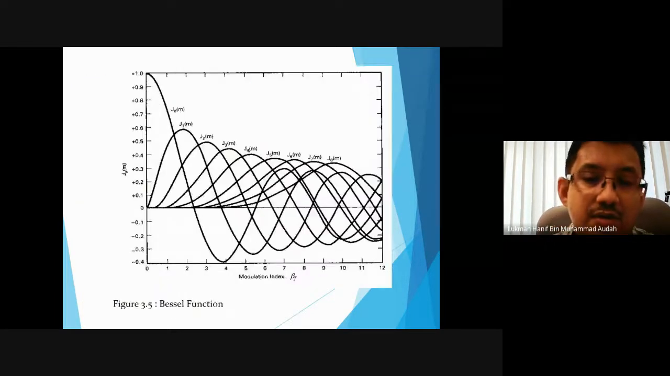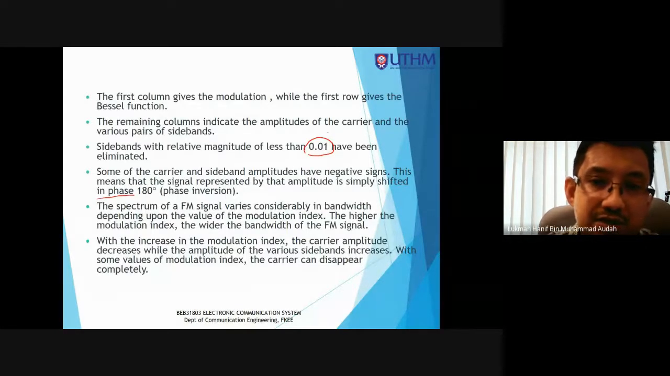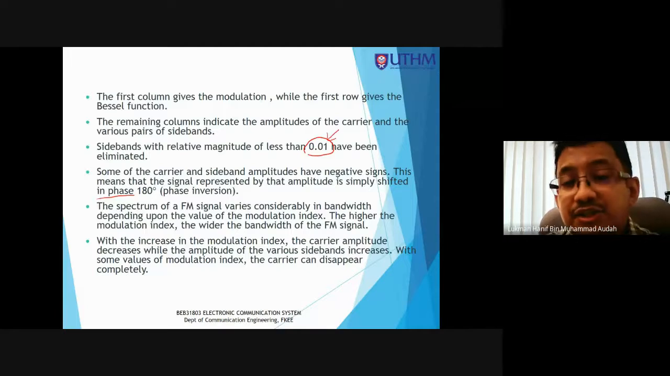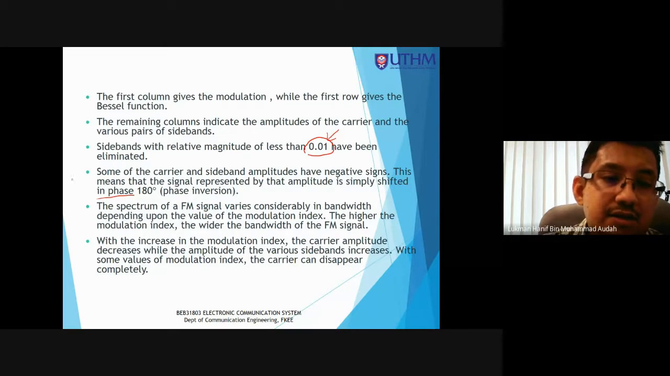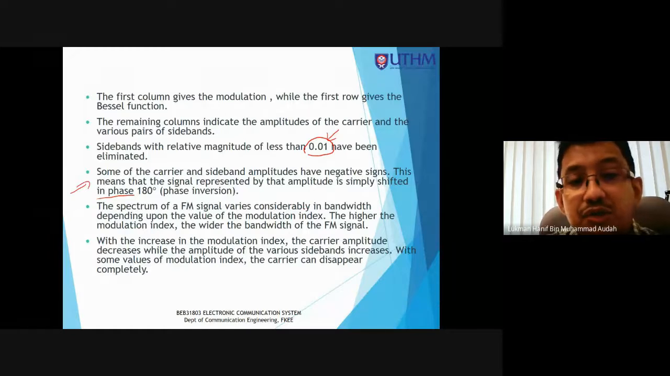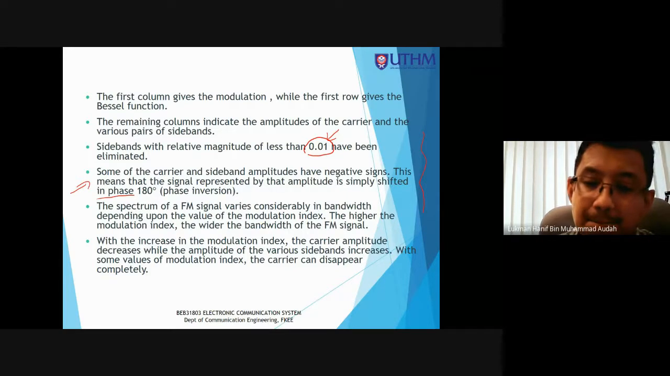So you see that ini ada penerangannya, saya telah terangkan. The important part is this one, that the table has omitted all the values less than 0.01. And another thing is about the negative values, which actually correspond to the 180 degree phase shift. Yang lain you boleh baca sendiri.